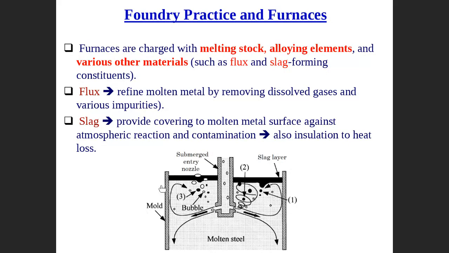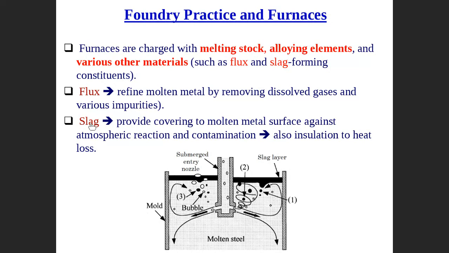Slag is a layer produced when flux reacts with the environment, and this layer usually has a very low density and floats, as you can see, at the top here. This layer protects the liquid metal from further chemical reaction with the environment, and also absorbs gases from the liquid if there are some gases trapped in the liquid during the melting process.